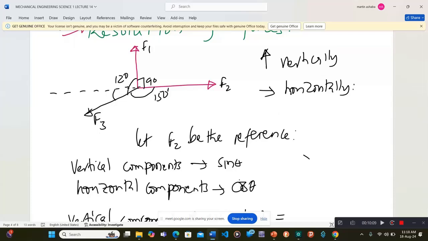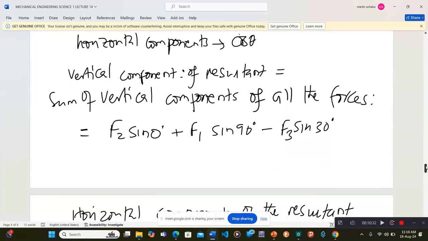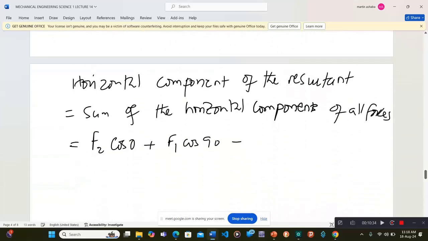Then what about this? This F3 is also pointing in this direction. So horizontal forces pointing in the positive x direction are positive. Horizontal forces pointing in the negative x direction of the Cartesian graph are negative. Therefore, when we reach here, on F3, we shall say minus F3 cos of the angle it makes with the horizontal, and that will be 30 degrees.